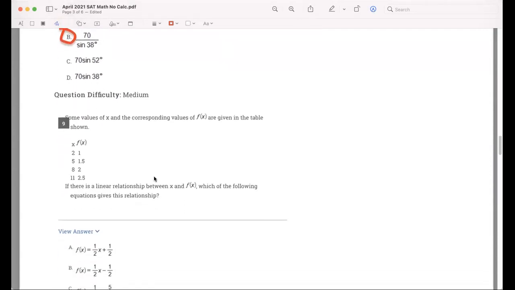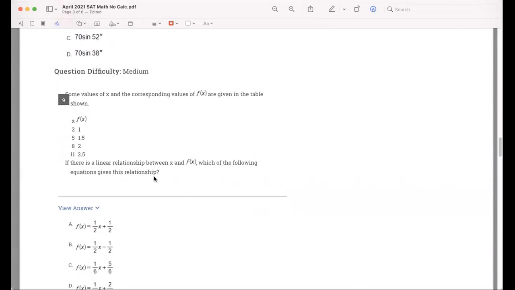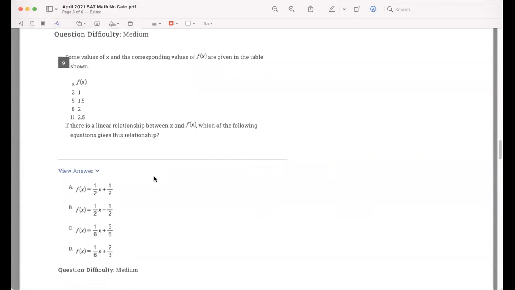Some values of x and the corresponding values of f(x) are given in the table here. If there is a linear relationship between x and f(x), which of the following equations gives this relationship? Okay, so let me first find the slope. I'm going to take (2, 1) and (5, 1.5). So 1.5 minus 1, which is 0.5, divided by 3.